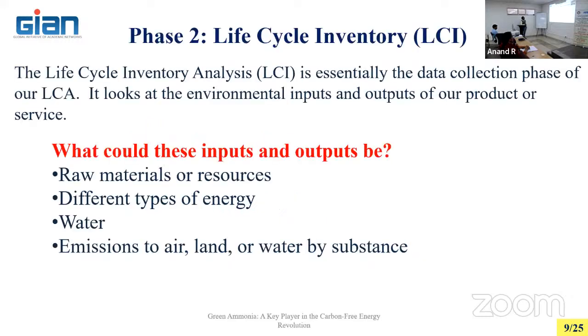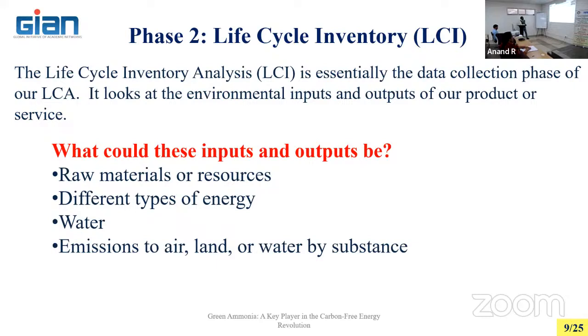Life cycle inventory analysis is essentially the data collection of our LCA. It looks at the environmental inputs and outputs of our product and service. Suppose we want to do the analysis for a Haber-Bosch process. We have several data available. No need to run a Haber-Bosch reactor to get the data. There are millions of applications available for the Haber-Bosch process, right? So you can collect whatever inputs are necessary. There are papers available. You can collect the data, or you can approach the industry and get the data. Accordingly, you design the life cycle system.